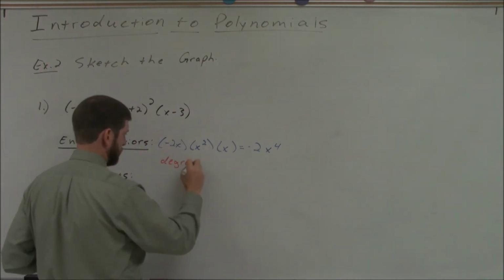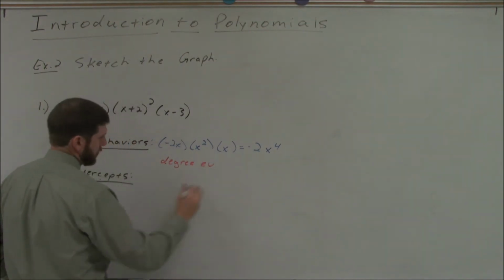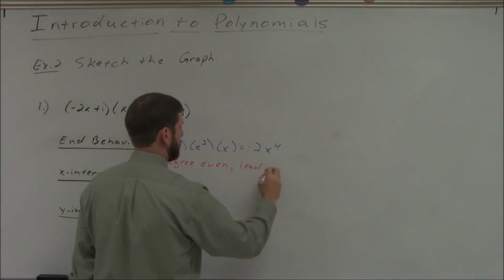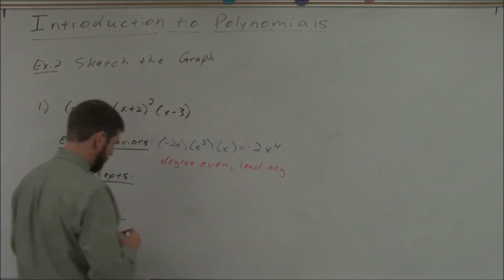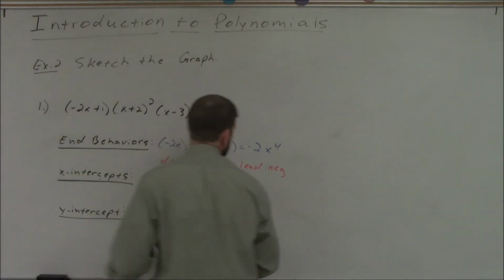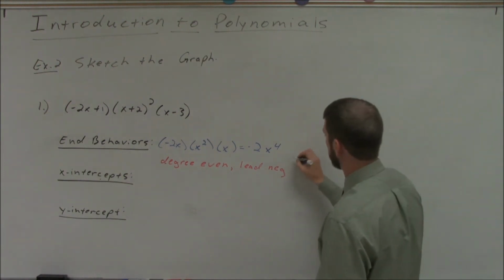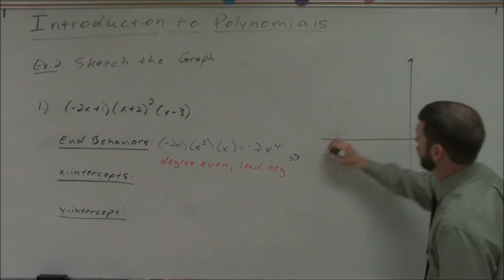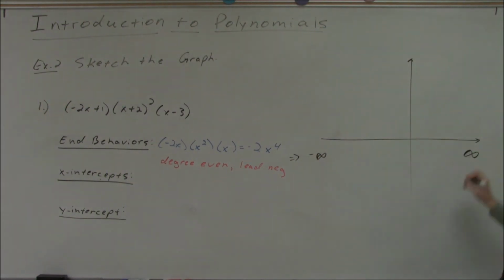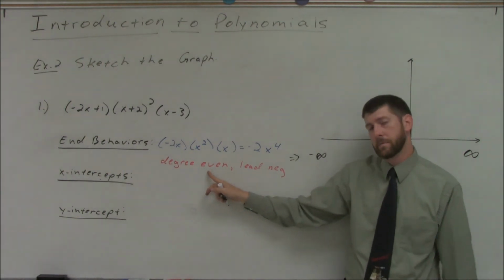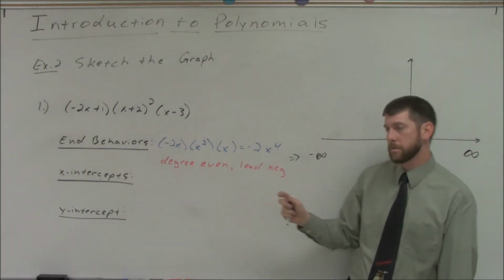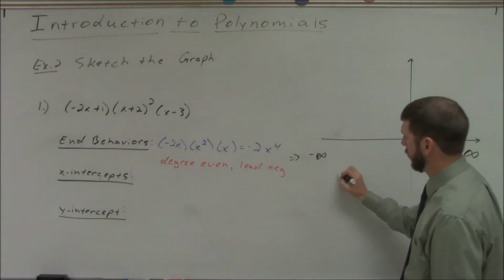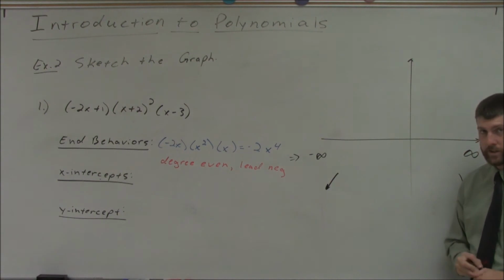So, degree even, lead negative. So I know that my end behaviors go towards, there's my negative infinity, there's my positive infinity. Even tells me they're going to be the same. Negative tells me that I have to be decreasing on the right side. And the even tells me that I've got to be decreasing on the same side.